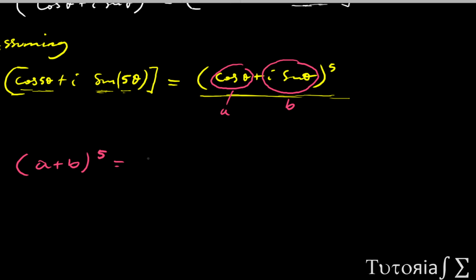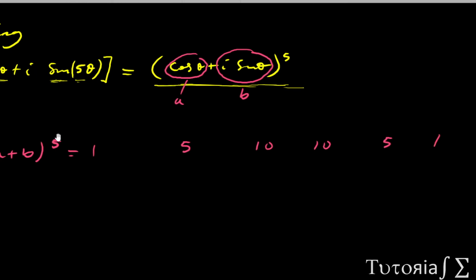Let me know if you have no idea on that. But basically the coefficients will be 1, 5, 10, 10, 5, 1. So those are the coefficients for the expansion. So we're going to have a to the power 5, then b to the power 0, plus, let me just reduce everything here.